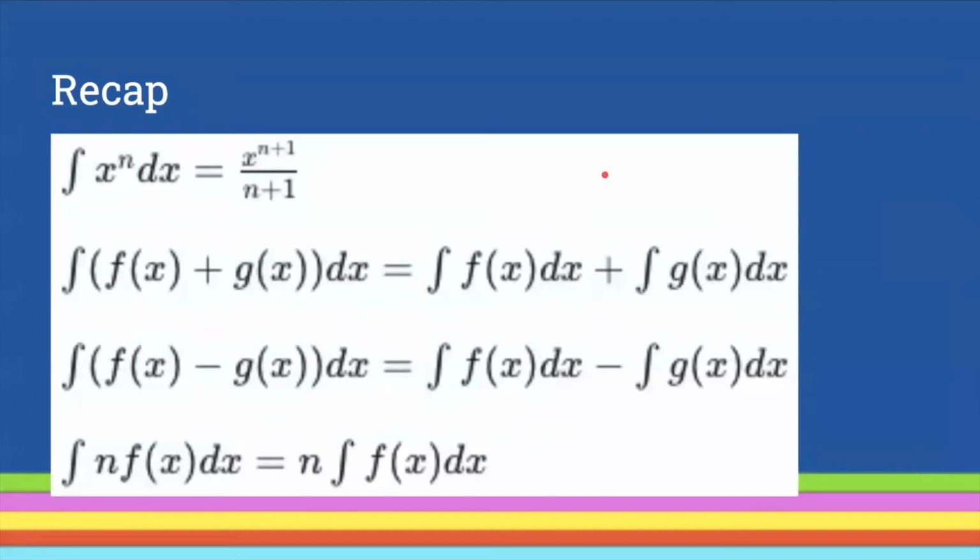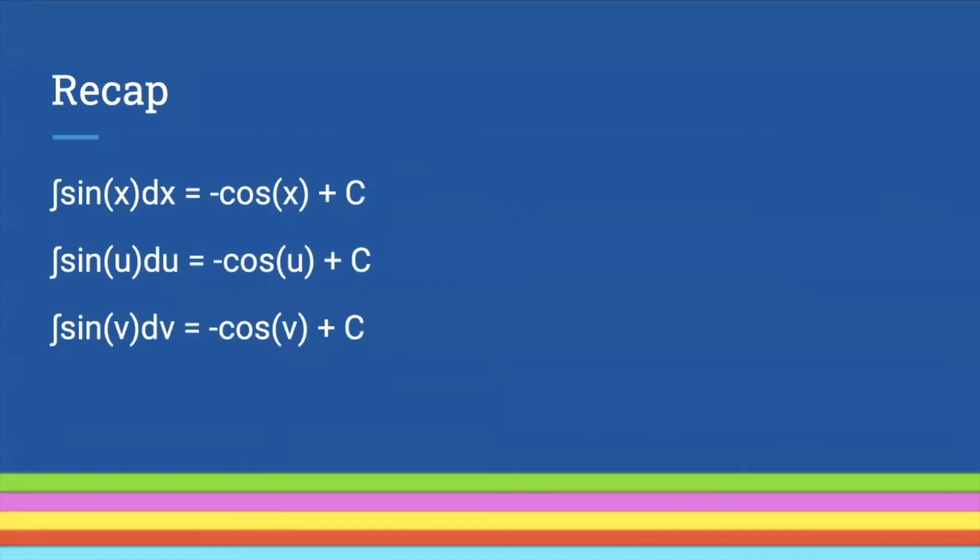Here are some of the properties of integrals. And here is the role of dx, du, or d, whatever. And this might not seem really important to you, but you'll see in this video that this is actually pretty important.